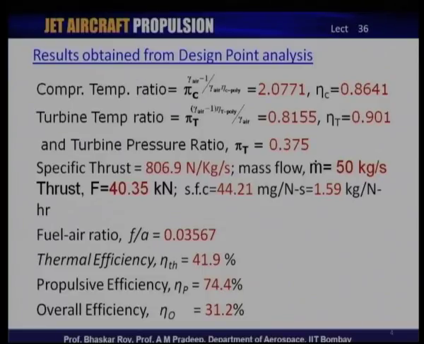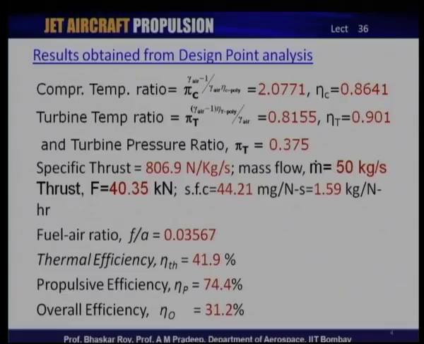The turbine temperature ratio across the turbine, you have a pressure drop normally. So, there would be a temperature drop, and hence again using the polytropic efficiency of the turbine that has been prescribed in the design, we get a turbine temperature ratio of 0.8155, and the corresponding turbine isentropic efficiency is 0.901, which is 90.1%. So, those are the values we get for the compressor and the turbine. The turbine pressure ratio then comes out to be 0.375 across the turbine that drives the compressor.